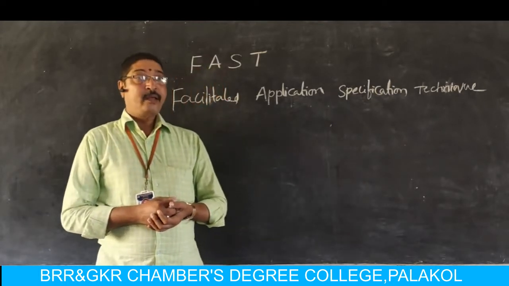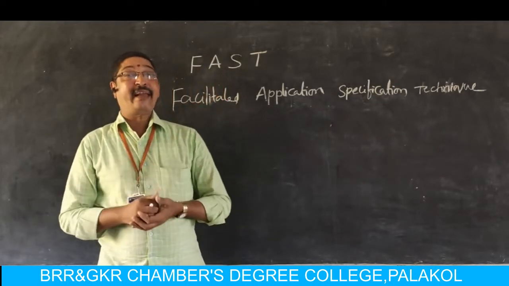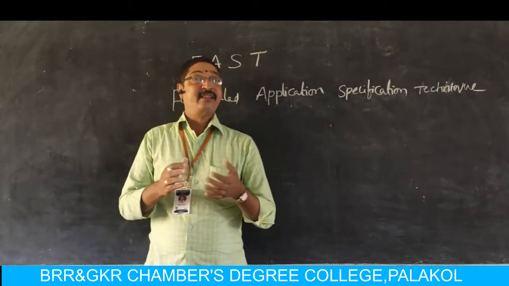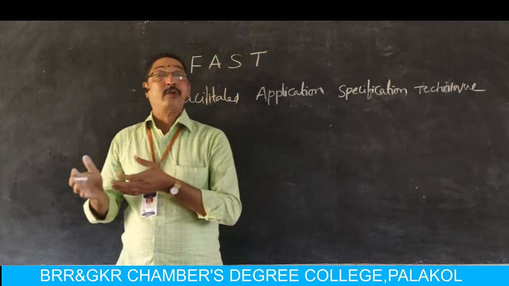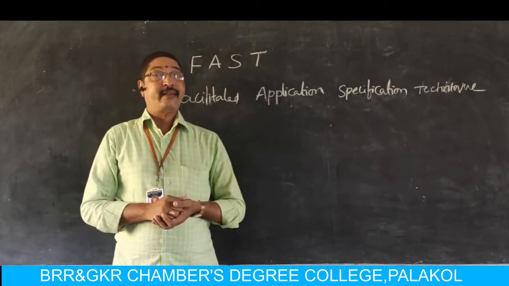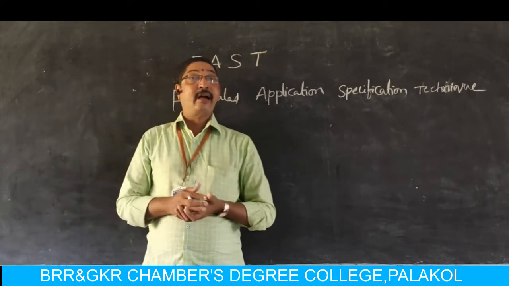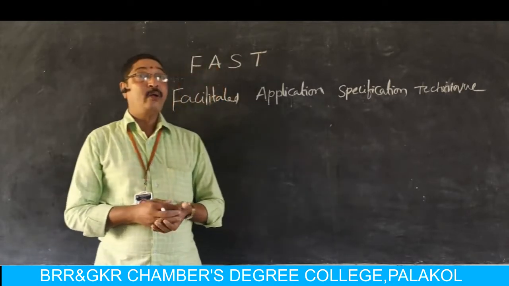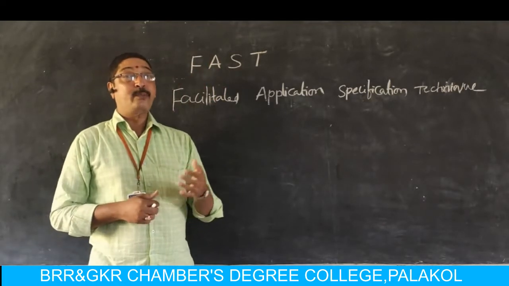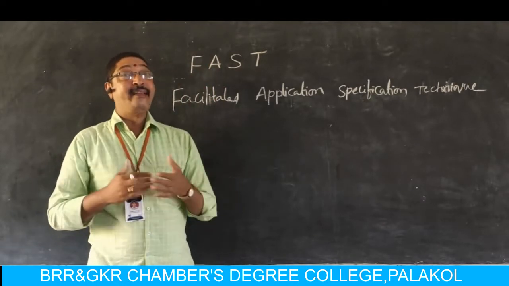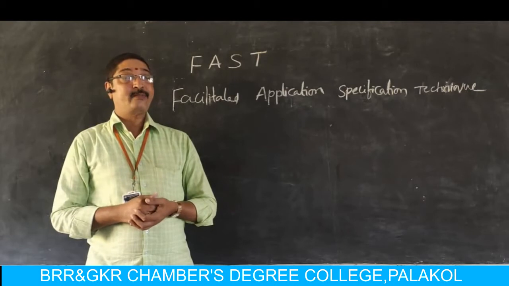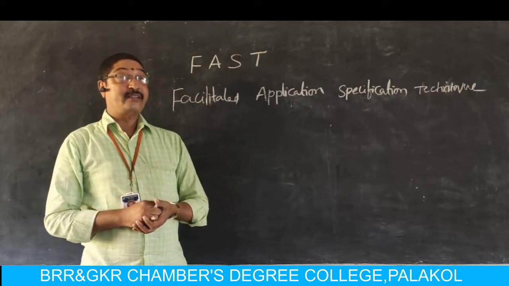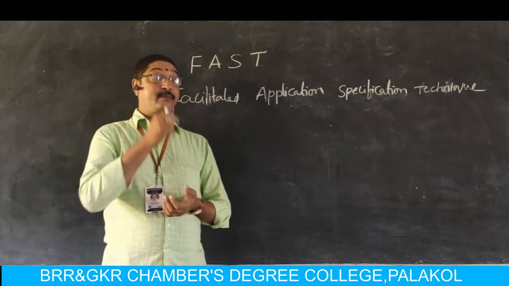First one, a meeting must be arranged at a neutral area, in the sense which is not related to the client or which is not related to the software engineer. At a neutral area, a meeting must be arranged. And we have some rules, some protocols that must be followed in this FAST technique. So, what are the rules to establish this FAST? That we'll see one by one.